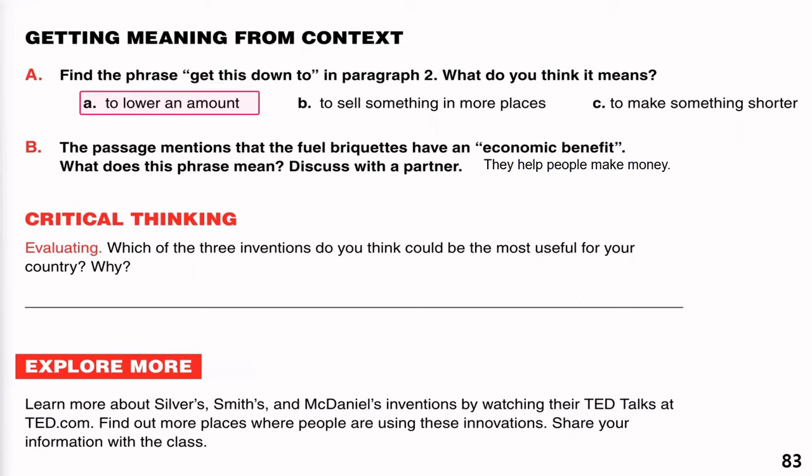All right. And the passage mentions because, okay, I did not talk about that. That's okay. Here's your answer. They help people make money. All right. So I really just wanted to do A, but okay. Meaning from context, economic benefit. All right. So I'll leave this up. Do what you need to do.